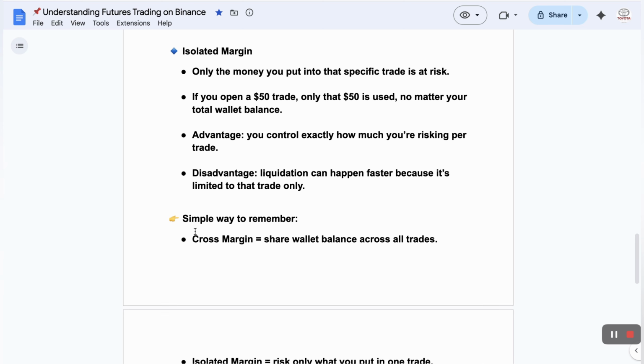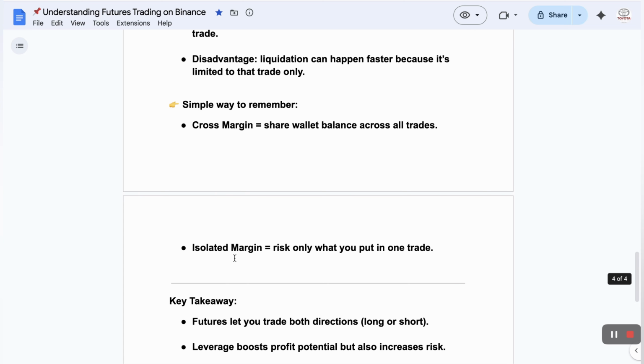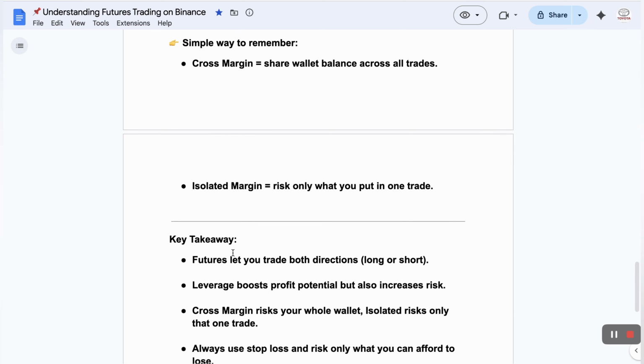Simple way to remember: cross margin shares wallet balance across all trades. Isolated margin risks only what you put in the trade. All right. This is a key takeaway.